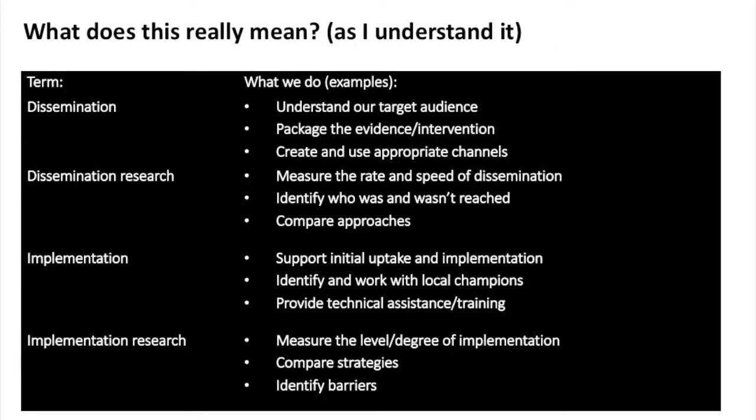In a more simple way, and these are just some examples, when we do dissemination, we might want to understand our target audience, package the evidence and the intervention in an appropriate way, and create and use appropriate channels that are very relevant to that particular target audience. And the research might measure the rate and speed of dissemination, identify who was and who wasn't reached, and compare different approaches, how successful they were at reaching the audience.